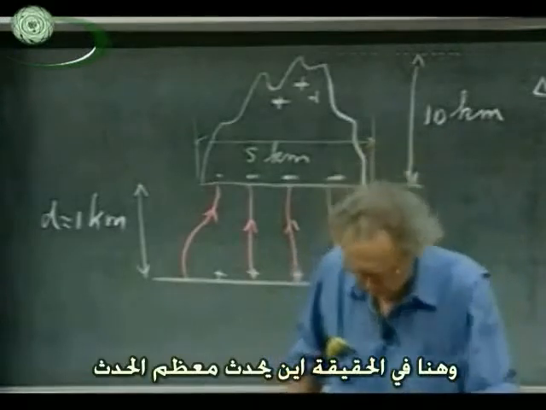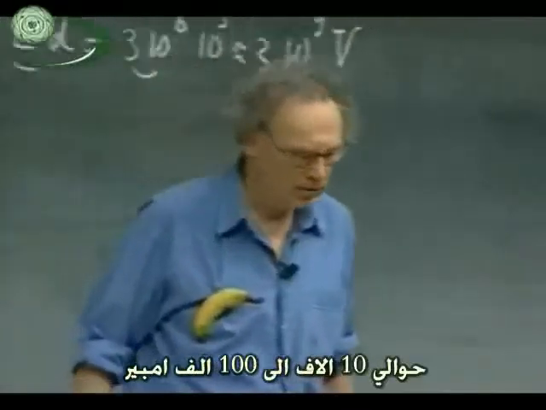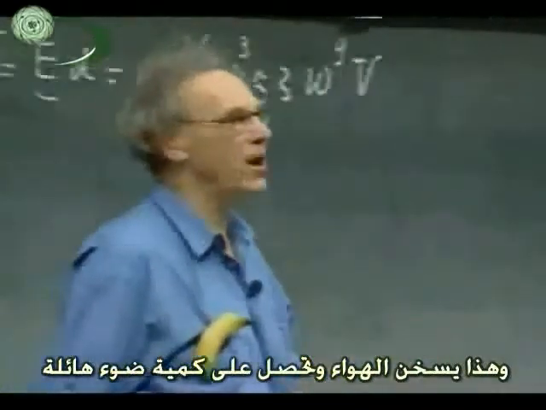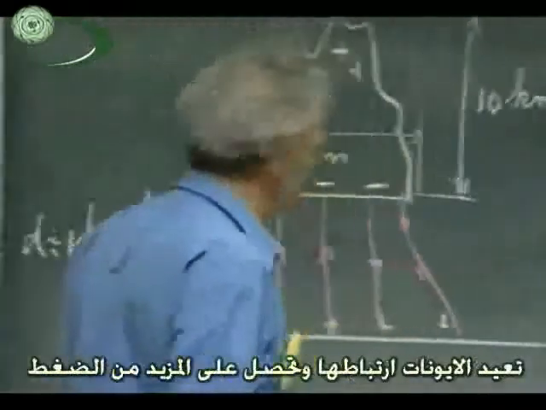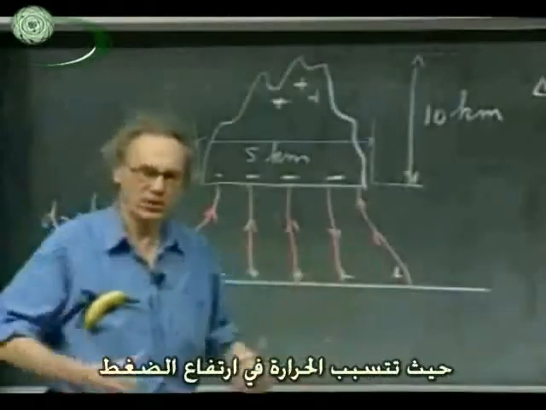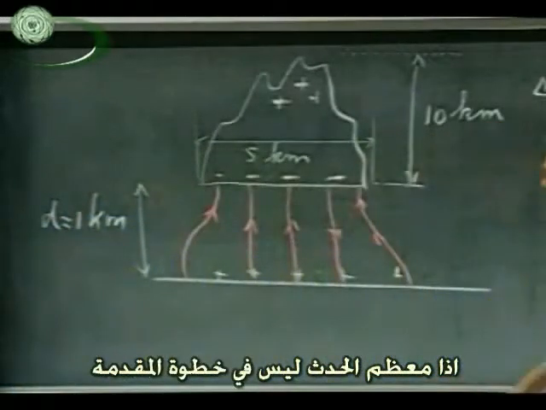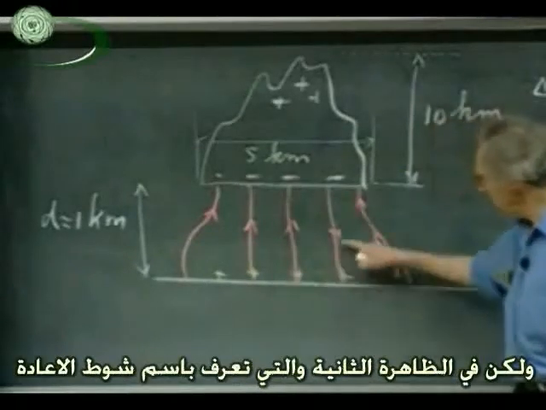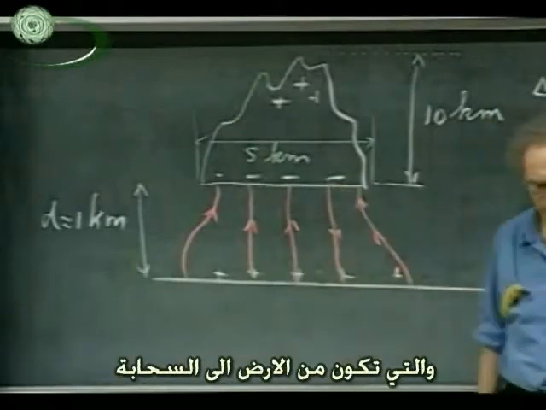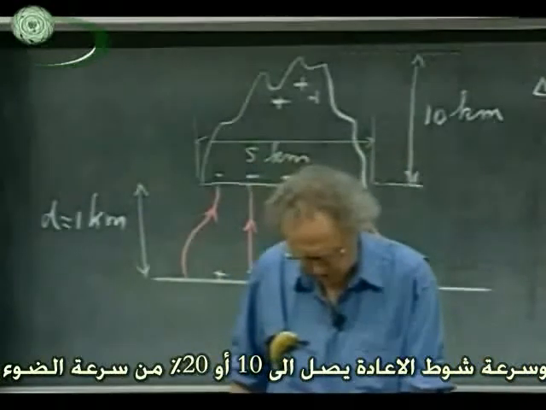And this is actually where most of the action occurs. The current is now enormously high, 10,000 to some 100,000 amperes, and you heat the air, you get a tremendous amount of light, the ions recombine, and you get pressure, heat produces pressure, and there comes your thunder. And so most of the action is not in the step leader, but is in this second phenomenon which we call the return stroke, which is from the Earth to the cloud. And the speed of that return stroke is about 10 to 20% of the speed of light.